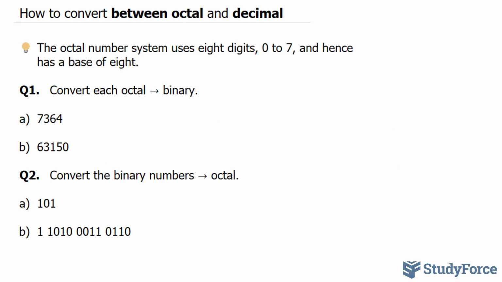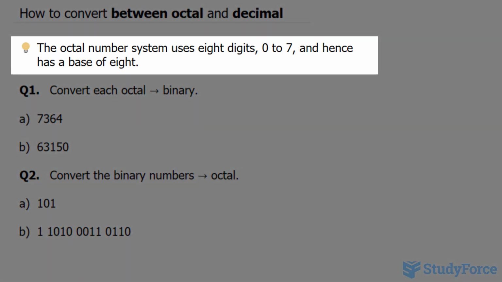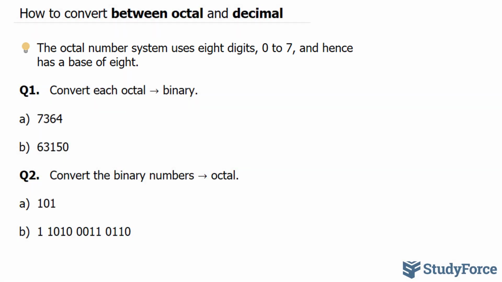In this video, I'll show you how to convert between octal and decimal. The octal number system uses 8 digits, 0 to 7, and therefore has a base of 8. The first question reads, convert each octal number to binary.